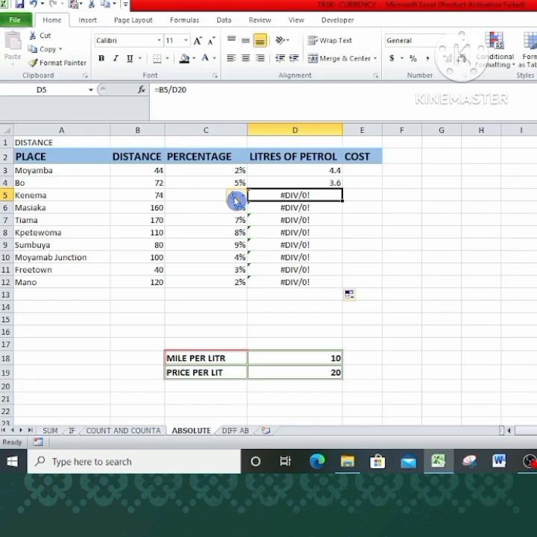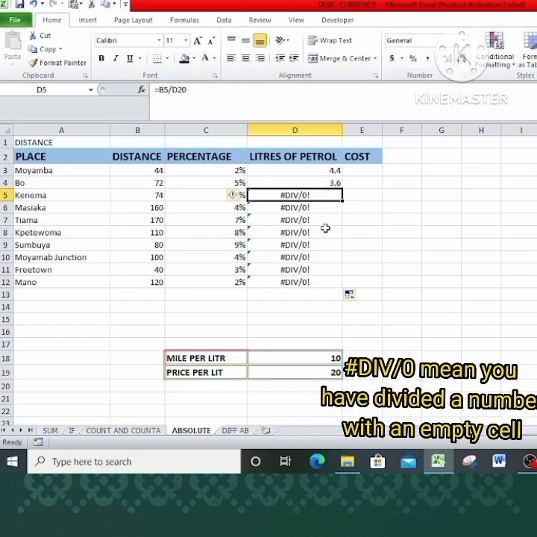And you need to know all of these errors. You see, when we copy our formula down, we have an error here. Although we have a figure here, this figure might not be correct. You can see there's an error here when we copy down our formula. But by default, if you copy down a formula, it needs to work.